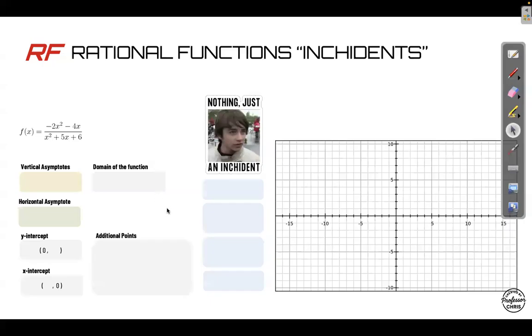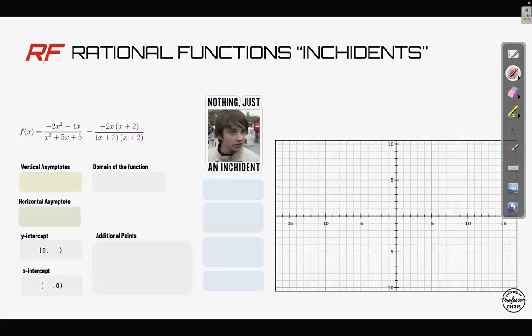What would happen if after factoring your function, you end up with something like this? So have a close look here. We have minus 2x times x plus 2, divided by x plus 3 and x plus 2. If you notice, those up here are supposed to be the x-intercepts, and those right here should be the vertical asymptotes.